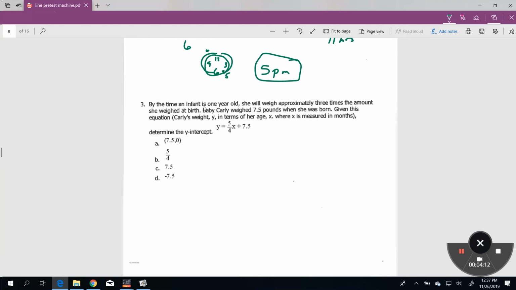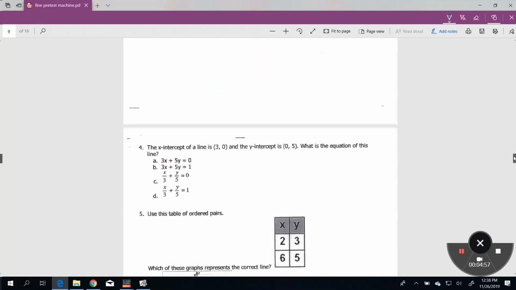Now in this one, by the time an infant is 1 year old, she will weigh approximately 3 times the amount she weighed at birth. Baby Carly weighed 7.5 pounds when she was born. Give this equation Carly's weight, y equals, in terms of her age, x, where x is measured in months. Then it says determine the y-intercept. That's all that you have to look for is the y-intercept. Boom, there it is. That little number out here that's just hanging out by y equals mx plus b. Remember this, y equals mx plus b? That's the y-intercept. We can't have this because that's the x value, not the y value. 7.5 is what this should be, but the y-intercept is 7.5.